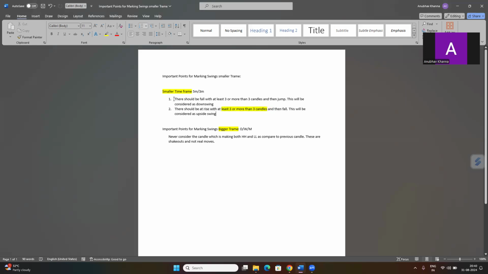I'll show you how. And if we need to find any downside swing, that is a downswing, vice versa: there should be a fall with at least three or more candles and then a jump from that point. So just remember these things and your life will be very easy in finding major swings and trading them for intraday trades in index or in stock, right? I'll show you how.